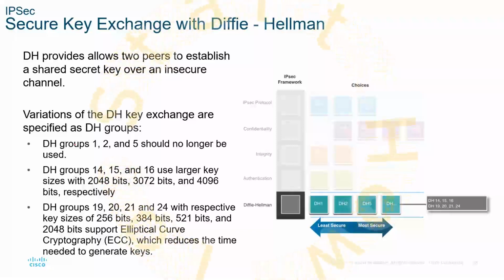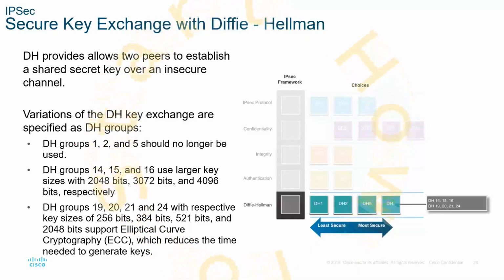Lastly, we have our Diffie-Hellman type keys. We have different DH standards, one being the least secure, and our higher ones like DH21, 24 are more secure. Realistically, DH14 is one of the more common ones. DH1, 2, and 5 are not really used anymore.